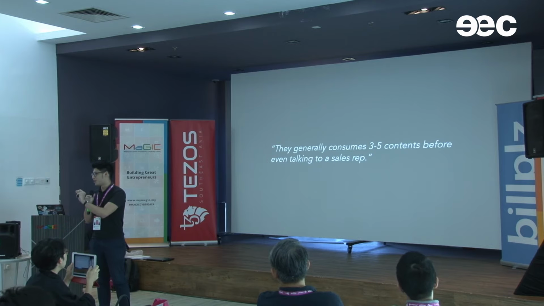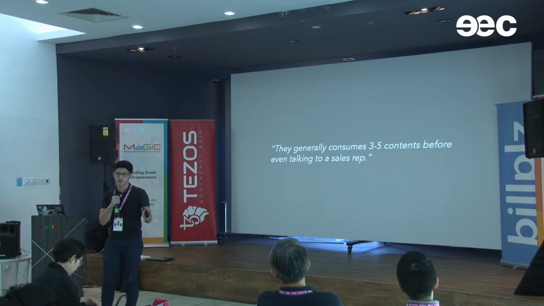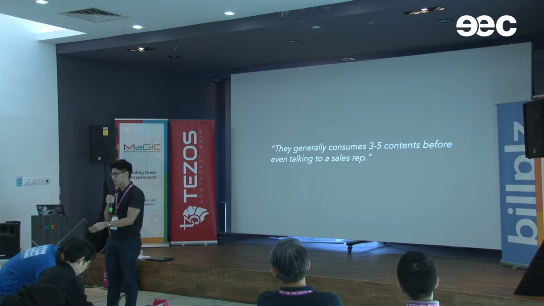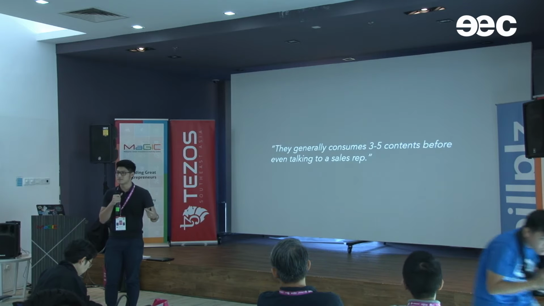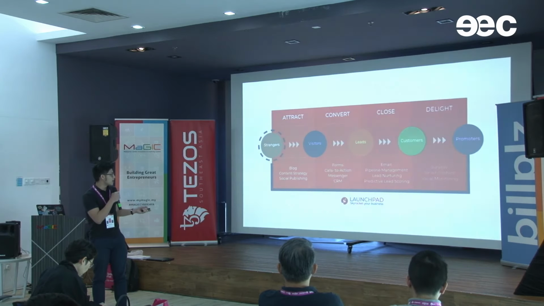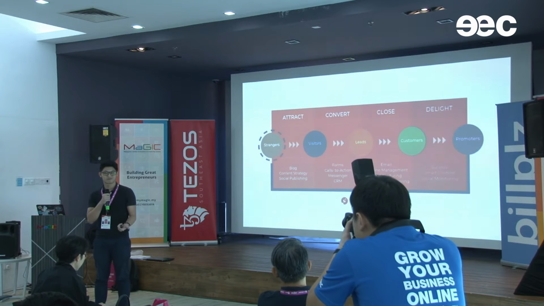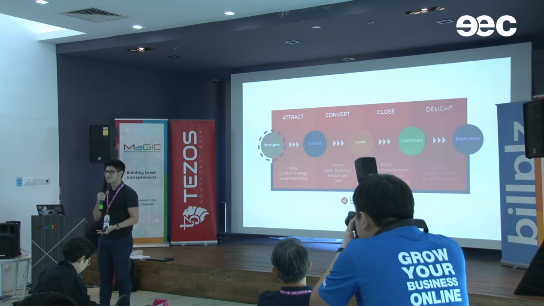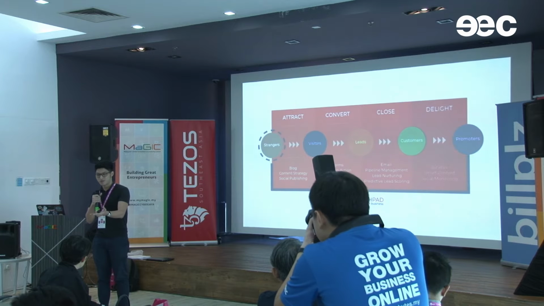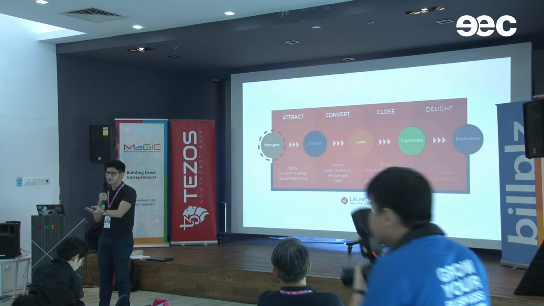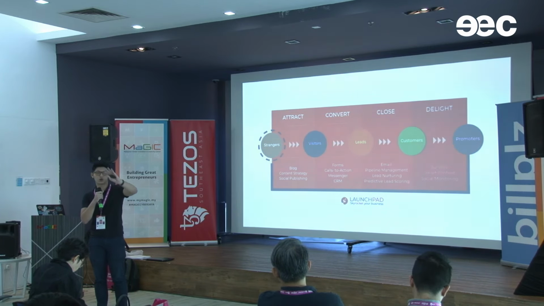Normally, consumers will consume 3 to 5 different pieces of content before they even talk to the sales rep. People are getting smarter. This is what's happening. So imagine you want to buy a car. What will you do first? Anyone? You search. Maybe you like Mercedes. You go to the Mercedes website, you see, hey, which one is for me? What do you do after that?